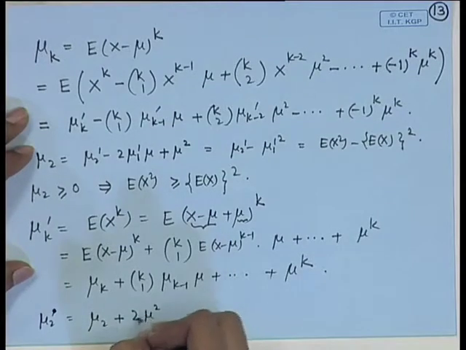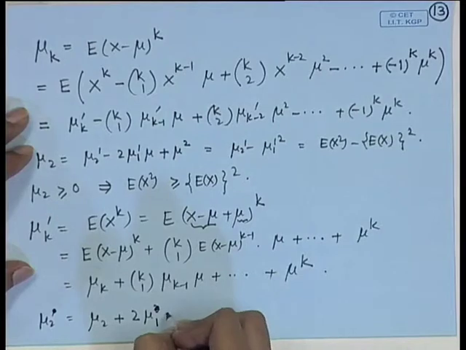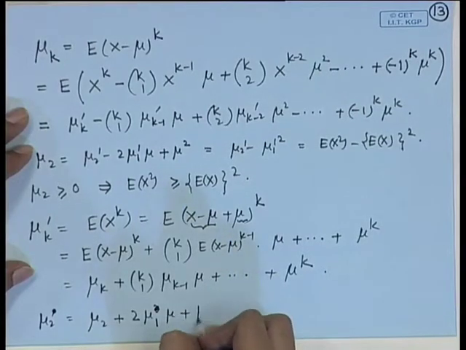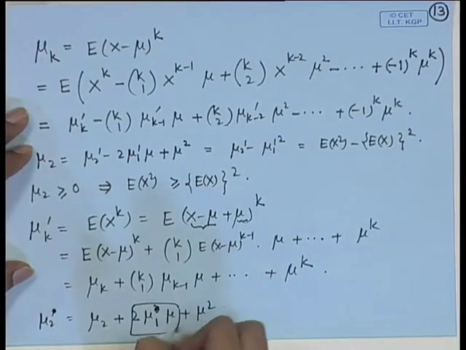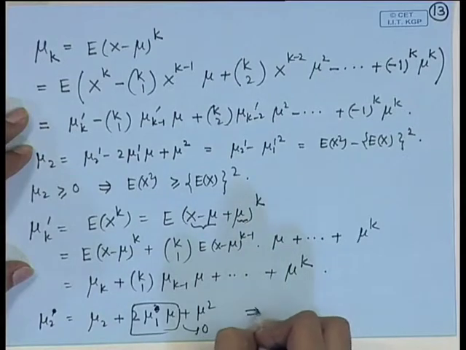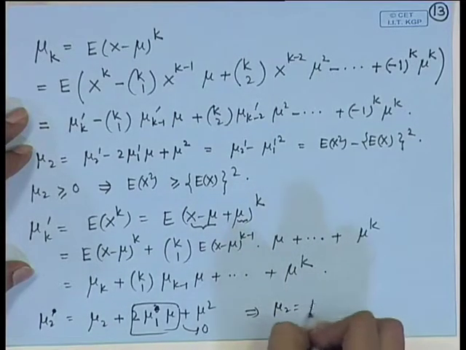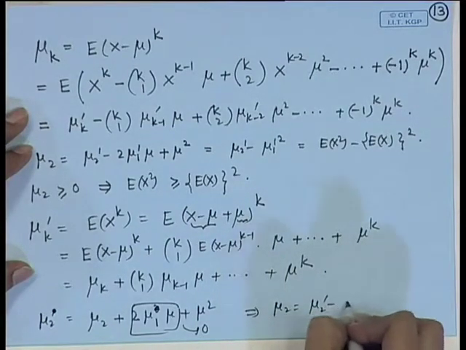mu 1. So, 2 mu 1 and mu plus mu square. Now, this term is actually 0. So, this means that mu 2 is equal to mu 2 prime minus mu square.